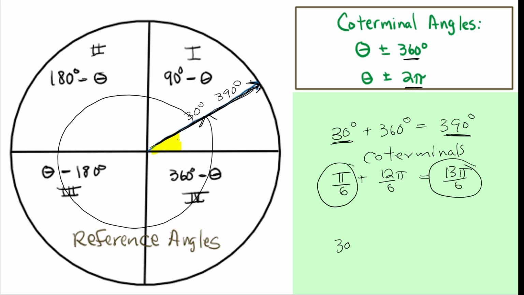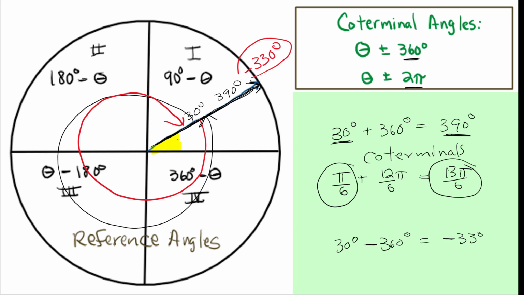If you took 30 degrees and subtracted 360, you would get negative 330. So if we started here and we went clockwise, which in this case is backwards, that would bring us to negative 330 degrees. And negative 330 and 30 are coterminal. So how you find if angles are coterminal: you take the angle that you start with and you either add or subtract 360, or add or subtract 2 pi, right?